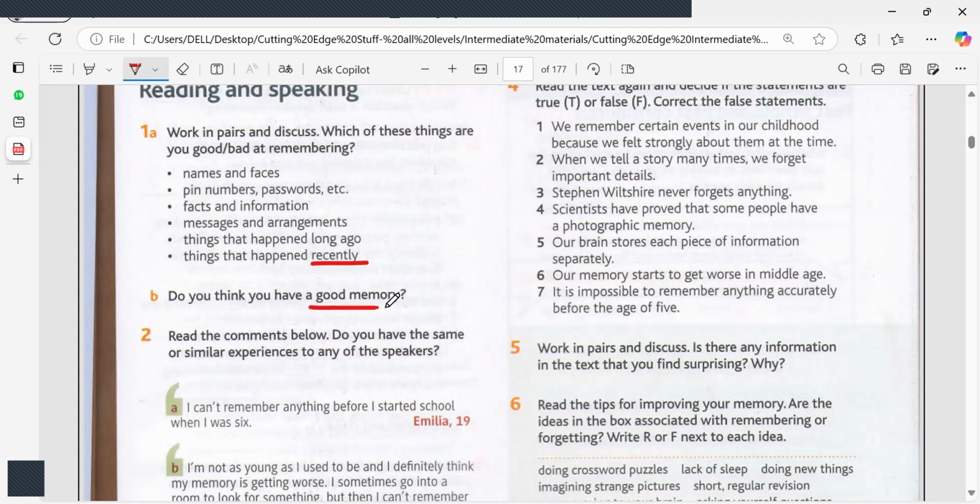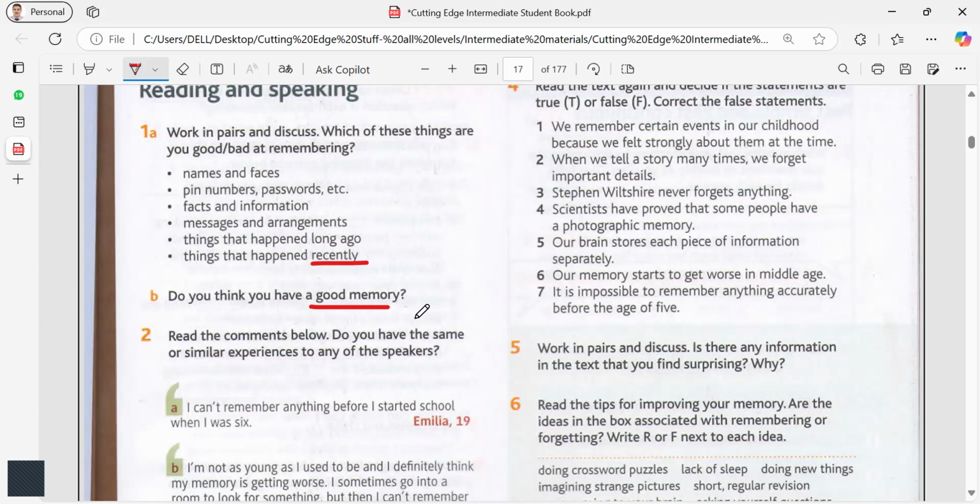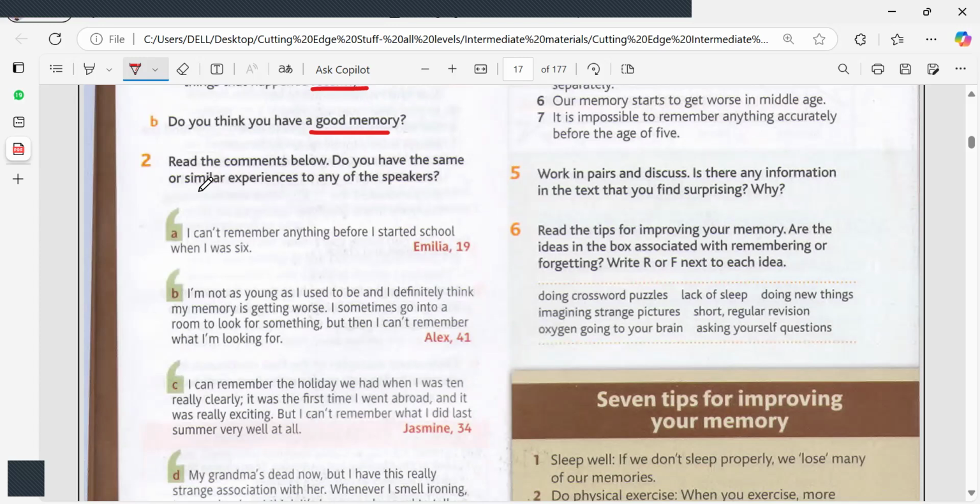So, do you think you have a good memory, Abdulaziz? For me, actually, no. I don't have a good memory, because, as I told you, I usually forget a lot of faces and names. Do you have the same or similar experience to any of the speakers? Speaker one, read it, please, and let me know. Do you agree or do you have it or not?